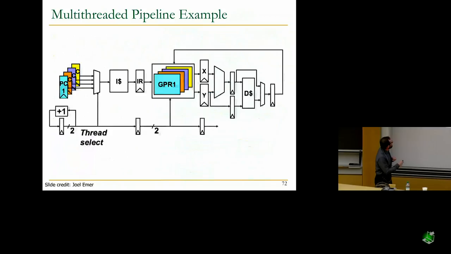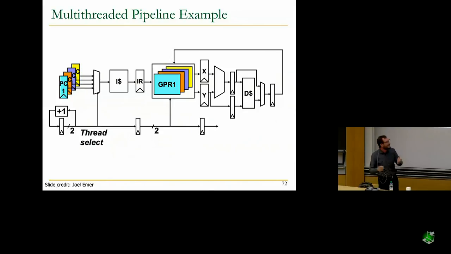Okay, so this is the example, to the answer to your question, basically. You have multiple program counters over here, and you have general purpose registers that are per thread. You fetch, and there's a thread selection logic, which we're not going to go into. Actually, existing processors are also very similar to this, except they don't employ fine-grained multithreading.